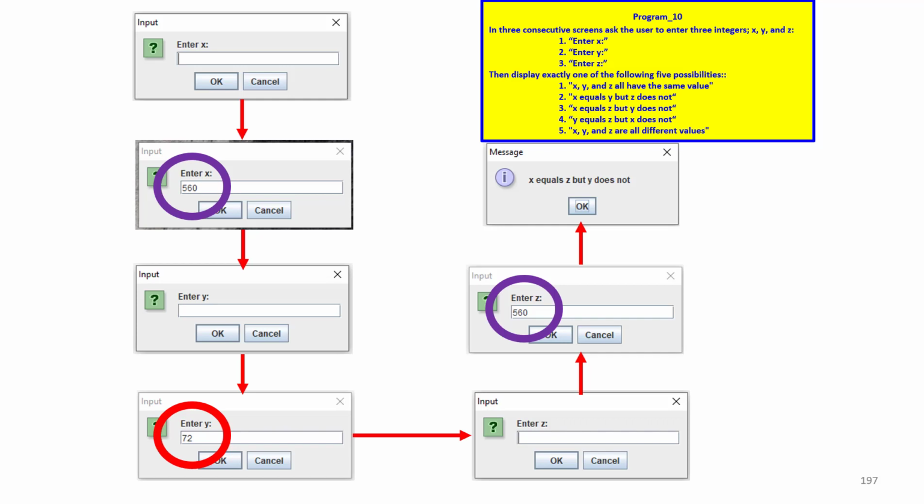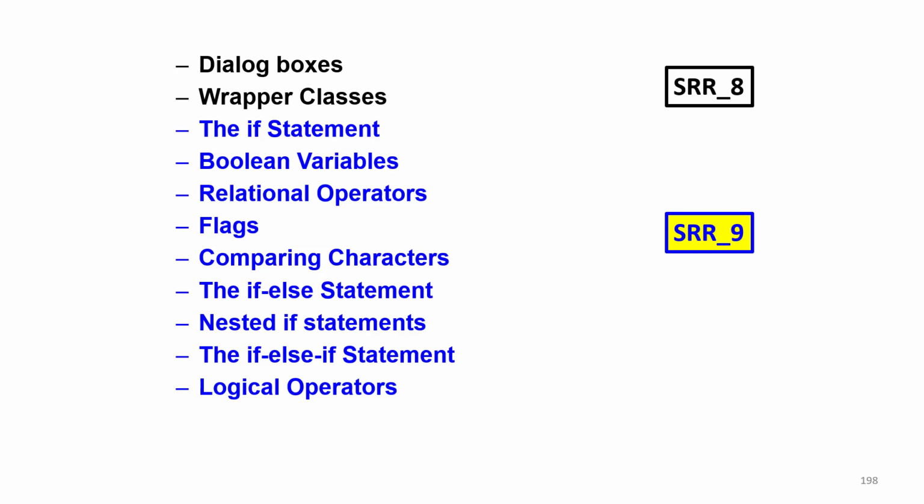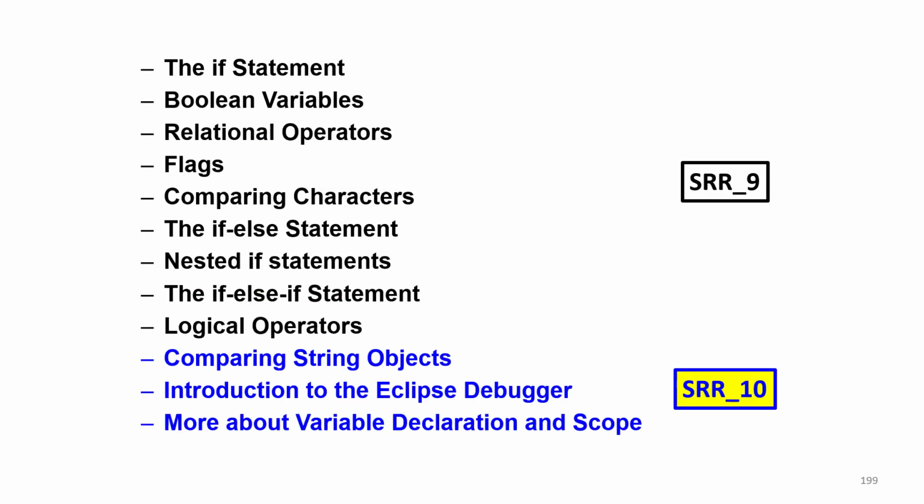Now, after you've coded program 10, test it with 5 sets of integers that trigger each of the 5 possibilities. The topics highlighted in blue were covered in this lecture, and these topics will be covered in the next lecture, Lecture 10.